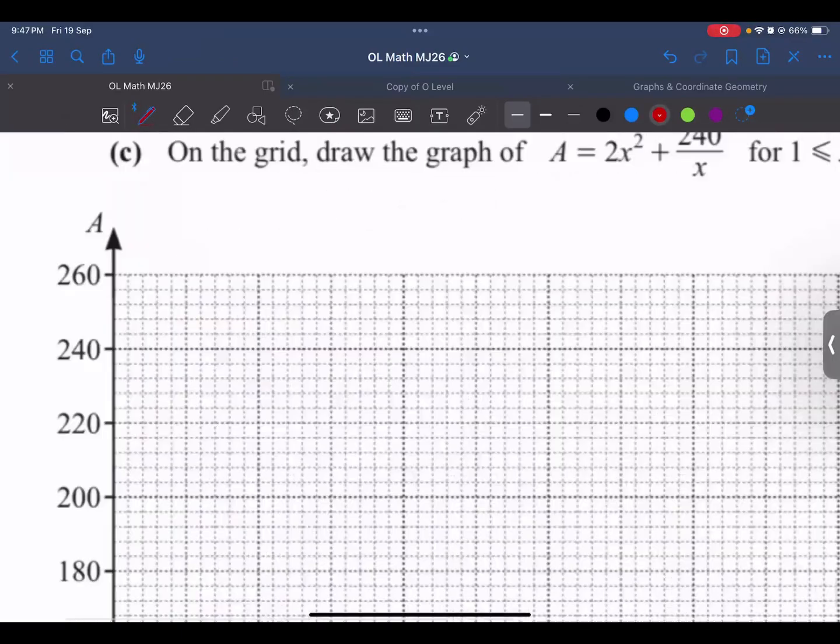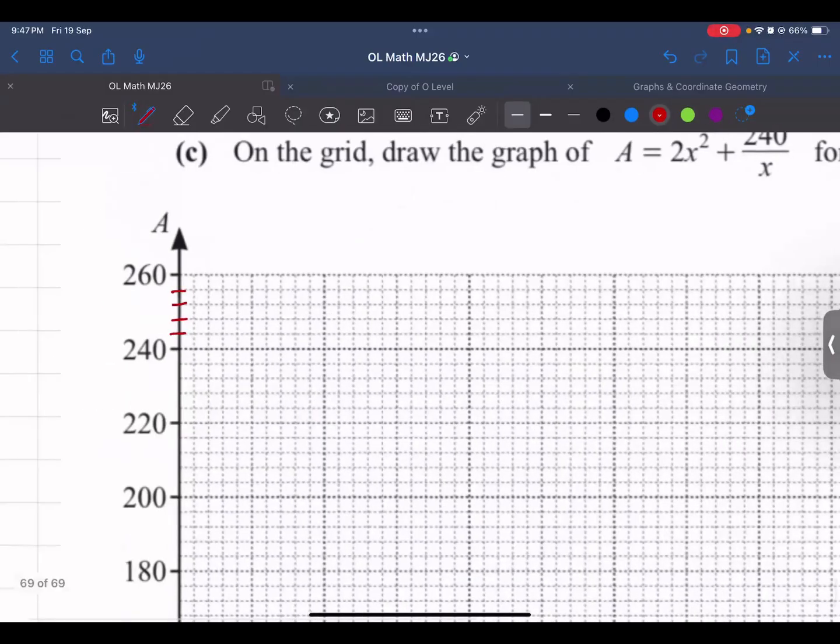So you will have to identify the value of one small box. You can see the difference between one bigger box and the next is 20 units. And how many small boxes are there? 1, 2, 3, 4, 5. 5 small boxes. So 20 divided by 5 will give you 4. This means that each box is 4 units. So this is 224, 228, 232, 236.